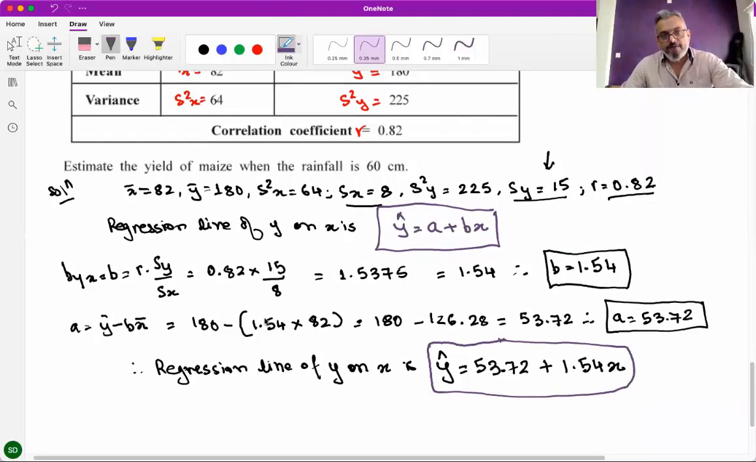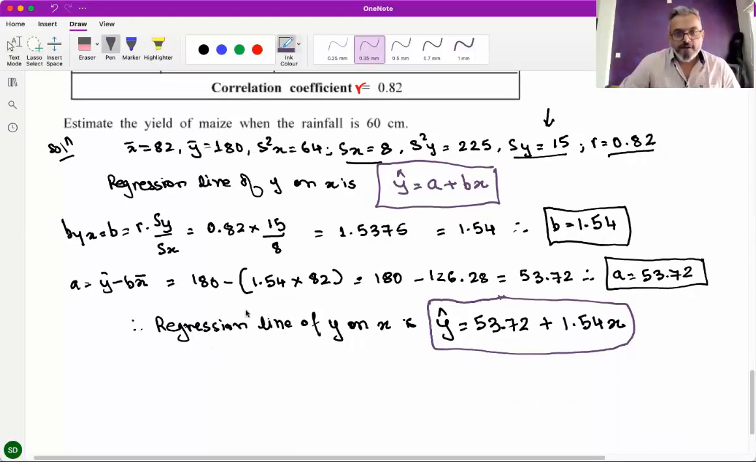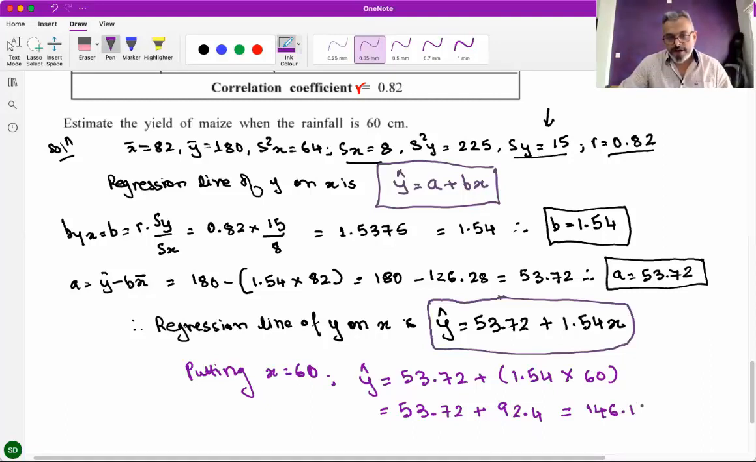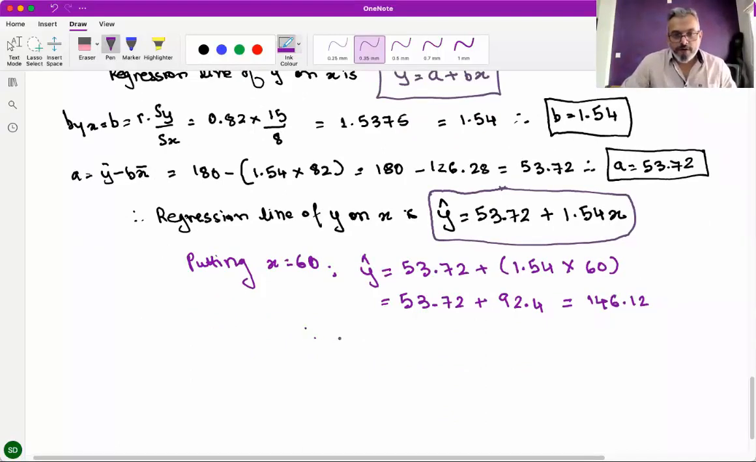We have to estimate the yield of maize when rainfall is 60 centimeter. So taking x is equal to 60, y cap is equal to 53.72 plus 1.54 into 60, which is equal to 53.72 plus 92.4, which is equal to 146.12. Therefore, y cap is equal to 146.12.